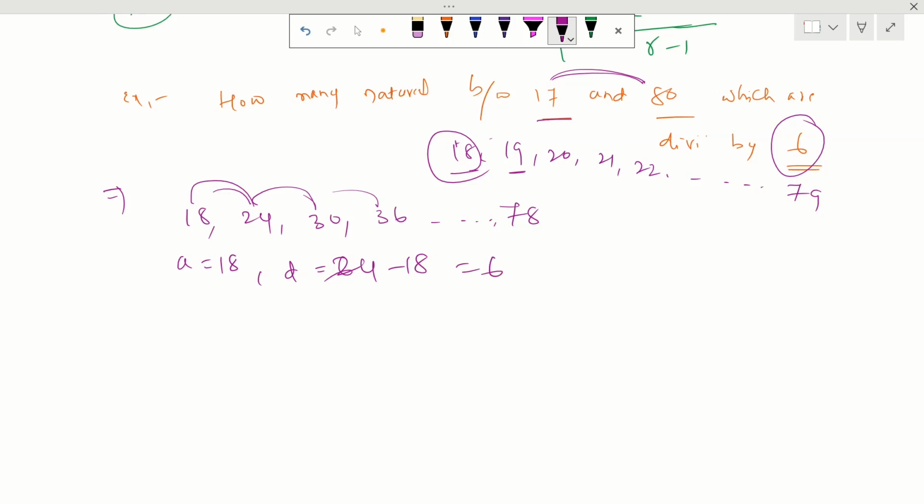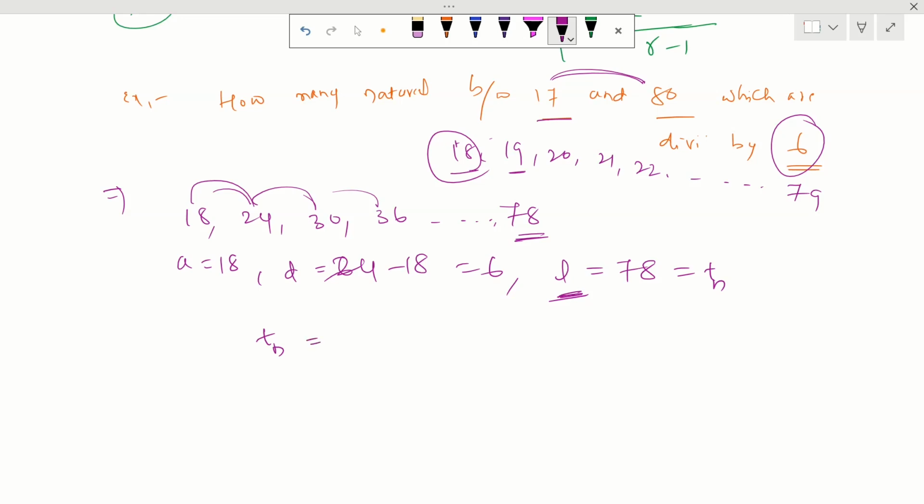And the last value, this is L, the last value. The last value is 78, right? So we will have L equal to 78. Now what is the formula for the nth term? The last term is also denoted by Tn. So Tn is equal to 78.